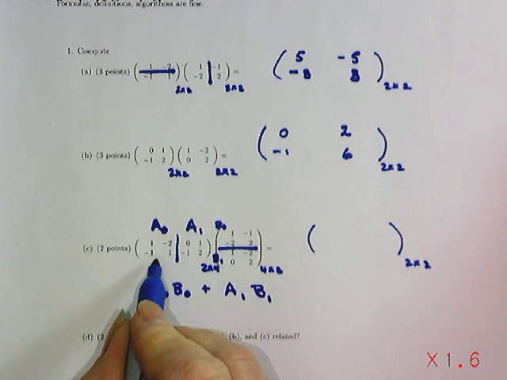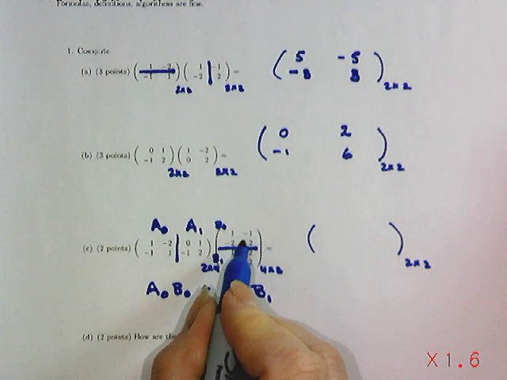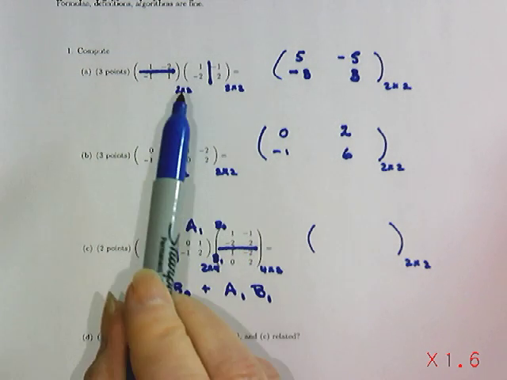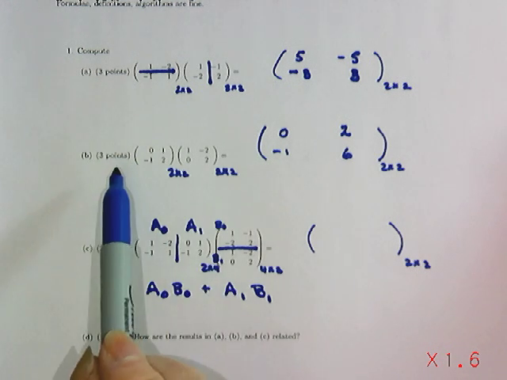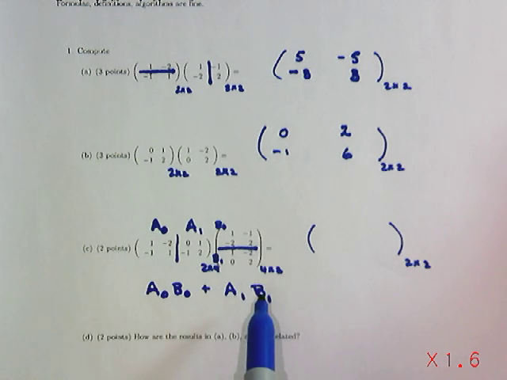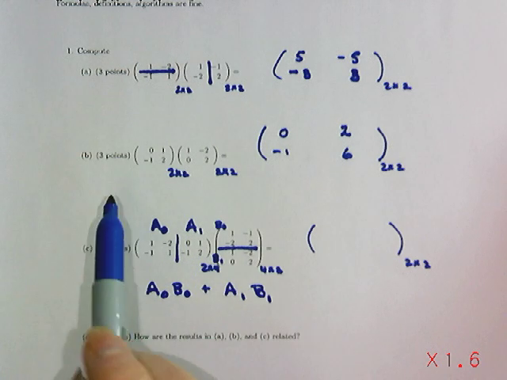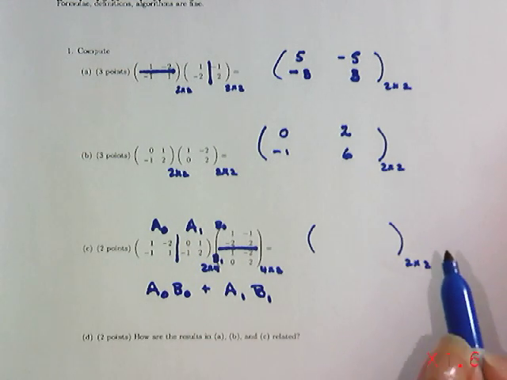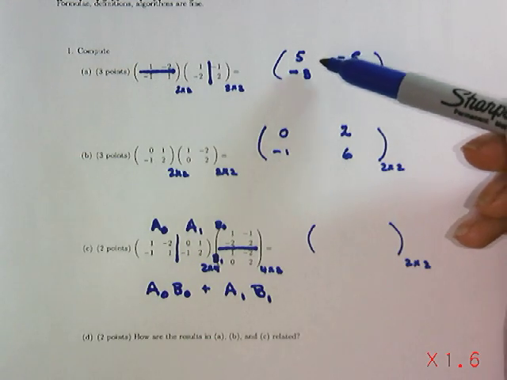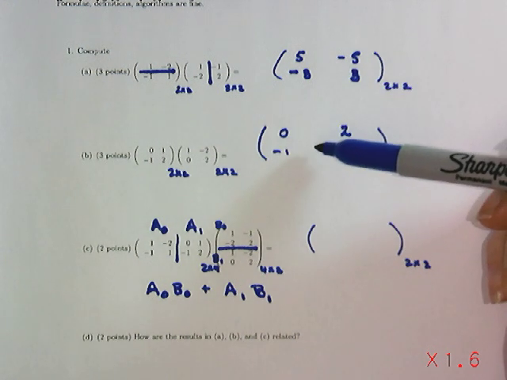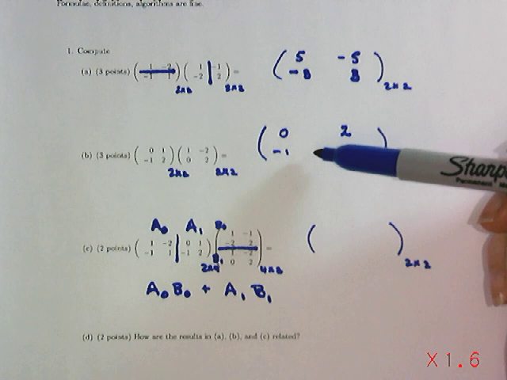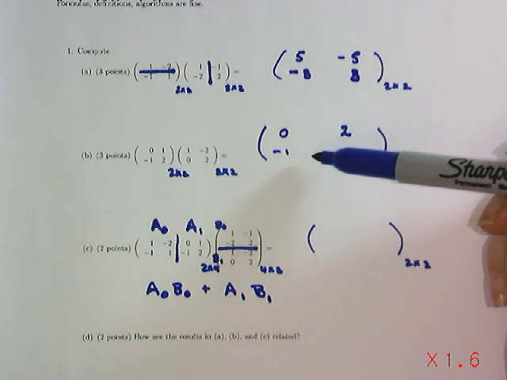And I notice that A0 B0 are the exact matrices I multiplied in part A. And in part B, I multiplied A1 times B1. So actually, I can save myself some work. And the result in C is actually found by adding the 2 resulting matrices from A and B.